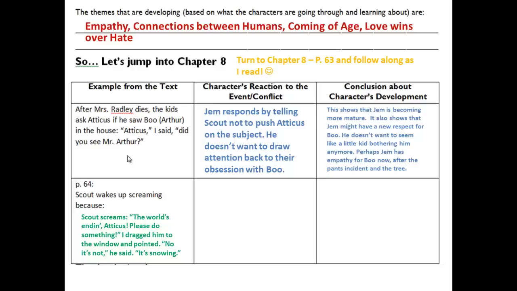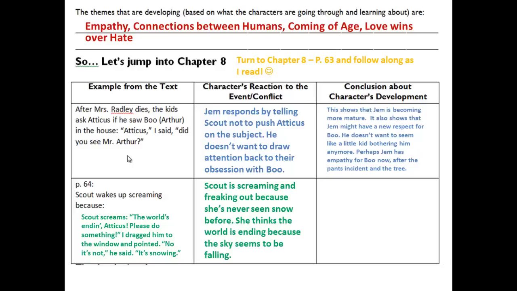I dragged him to the window and pointed. "No, it's not," he said. "It's snowing." So our event in the text is that Scout wakes up screaming because of snow, something she's never seen before. So her reaction is pretty obvious. Scout is screaming and freaking out because she's never seen snow before. She thinks the world is ending because the sky seems to be falling.